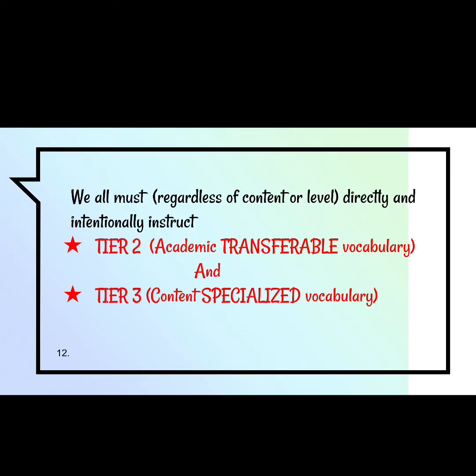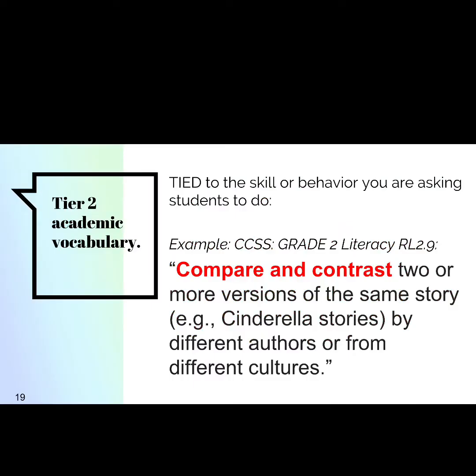For these reasons, we must all, regardless of the content or level we teach, directly and intentionally instruct Tier 2, which is the academic transferable vocabulary, along with Tier 3, which is content specialized vocabulary. Let's look at a few examples. You'll notice already at grade 2, this is a literacy standard out of the Common Core. Students are asked to be able to understand how to compare and contrast two or more versions of the same story.